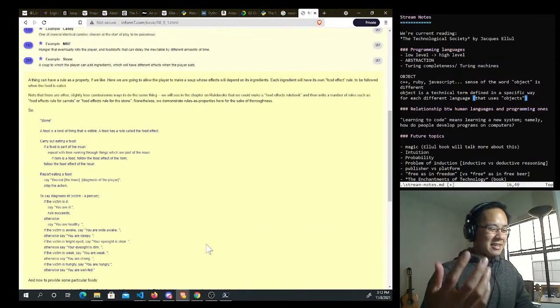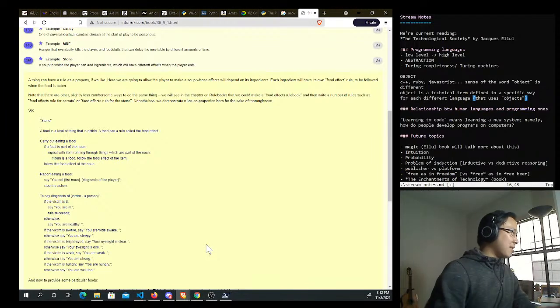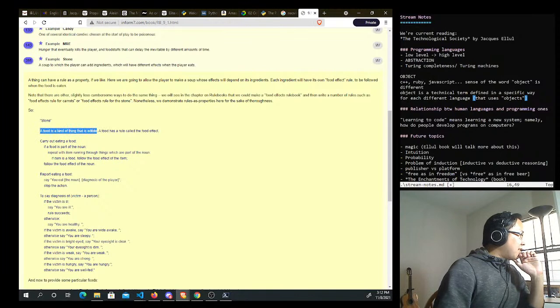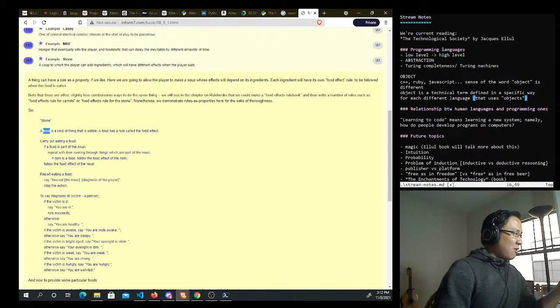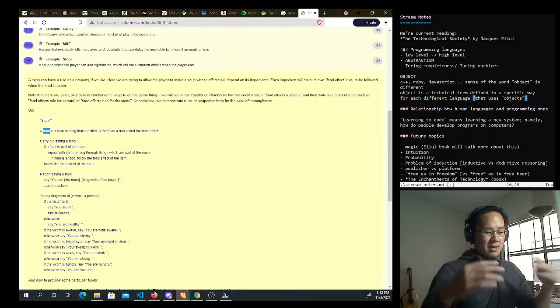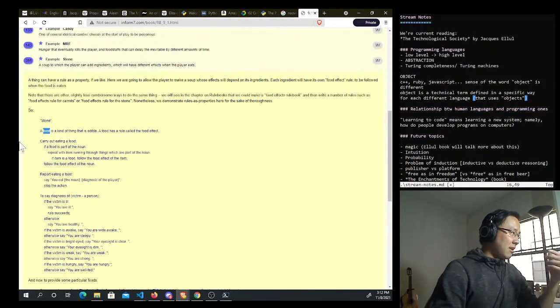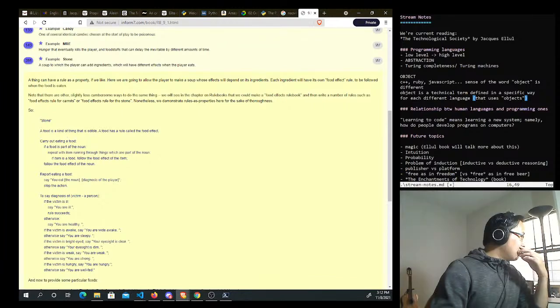Okay, so this programming language tries to be like natural language, so I could even read through some of this. Okay, a food is a kind of thing that is edible. So it looks like it's establishing this term. You have to tell the computer what a food is. The computer doesn't know already because food isn't a keyword in the system. So you have to use the syntax to tell about this. A food has a rule called the food effect, carrying out eating a food. So this is like writing a definition of what eating is. If a food is part of the noun, repeat with item running through the things which are part of the noun. If item is a food, follow the food effect of the, blah blah blah. Okay, I get this general idea.